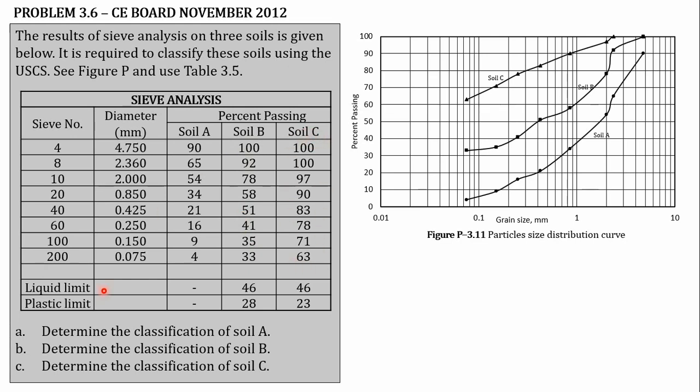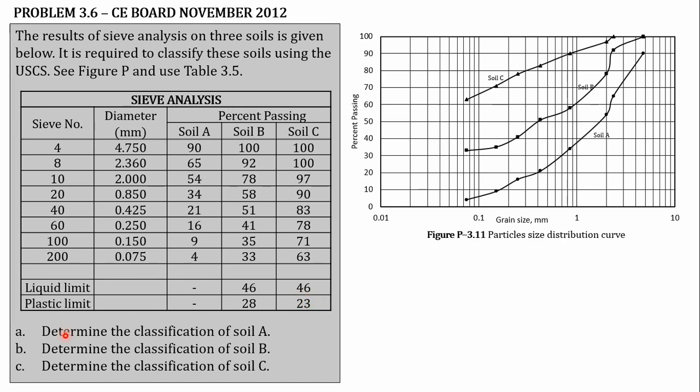And the bottom data class, given tayo ng liquid limit and plastic limit. In soil A, walang given na liquid limit, plastic limit is wala rin. In soil B, liquid limit is 46 and yung plastic limit natin is 28. Sa soil C class, yung liquid limit niya is 46 and yung plastic limit niya is 23.